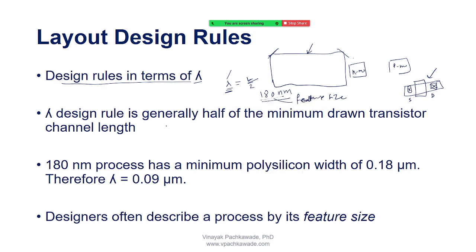So what is the channel length? I have also told you this is basically the distance between source and drain. That is the channel length, and that is nothing but the feature size. So if I have a 180 nanometer process, it means it has a minimum polysilicon width of 0.18 micron, and therefore half of that will be lambda. Now, what is the meaning of this sentence? This is very important.